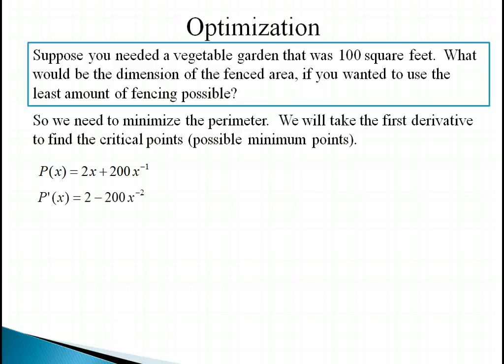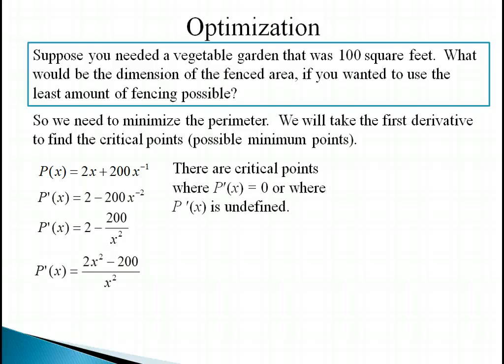Now what I want to do is find the critical points. So in order to find the critical points, I'm first going to rewrite this as one fraction. So I ended up with 2x squared minus 200 all over x squared. Now remember, your critical points are going to be whether your numerator or your denominator are equal to 0. So in other words, where your derivative is 0 or undefined. So we're going to set both of those, numerator and denominator, equal to 0.